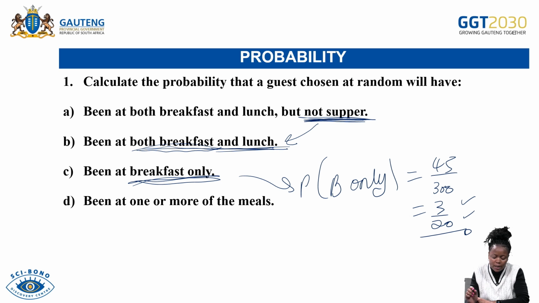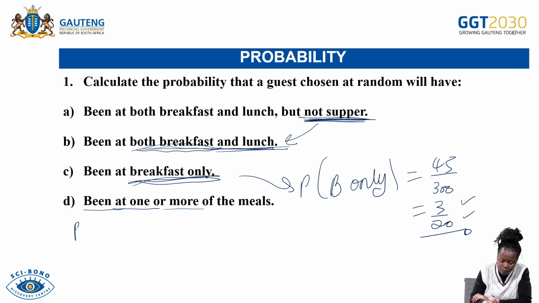get your 2 marks. And then the last one says been at one or more of the meals. So now we are going to look at the probability that a guest chosen at random will have been at one or more of the meals. So they are not at the breakfast, the lunch, or the supper on that particular day, but they have been in one or more of the meals. So how do you represent that one?